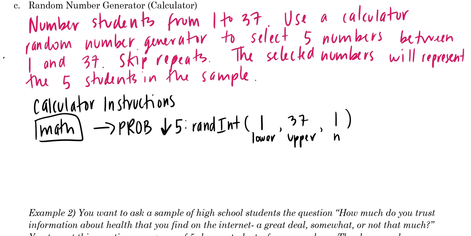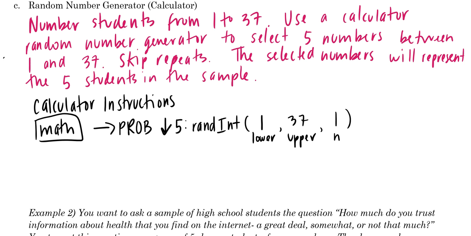So if you don't have the lower, upper, and n, you would just write randInt, or it would show up on your calculator, 1, 37, 1. And then you would press enter, and it should show you randInt(1, 37, 1). And if you press enter, it should spit out a random number. So my first random number that it spit out was 16.